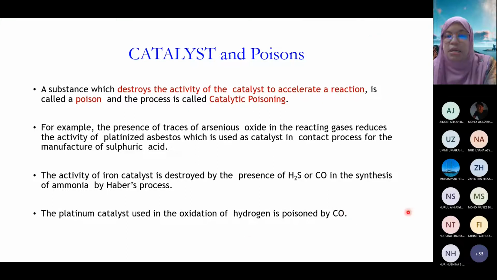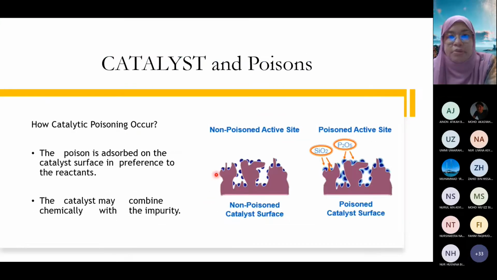Okay, so this is just the example for the catalytic poisoning. And this is just for your information. Okay, so how does catalytic poisoning occur? This is the mechanism. The poison is absorbed on the catalytic surface in preference to the reactant. The catalyst may combine chemically with the impurity.